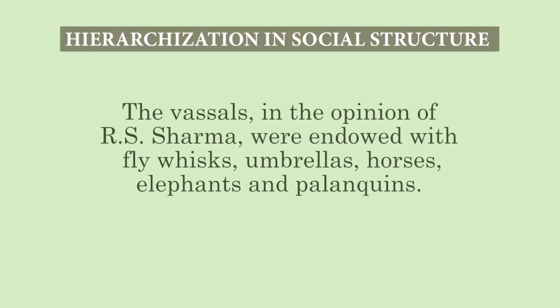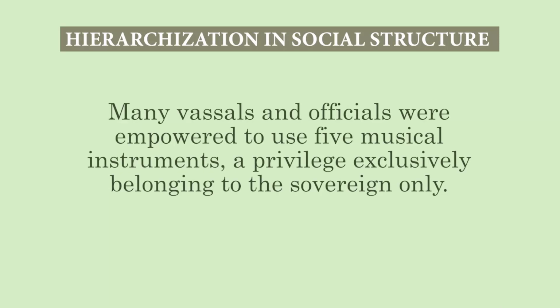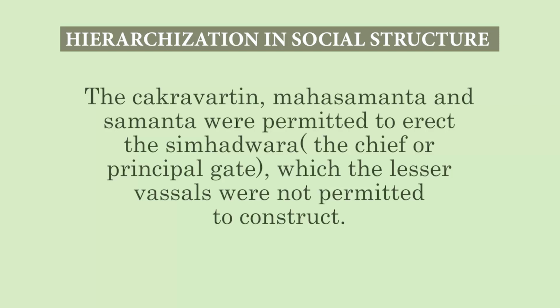The vassals, in the opinion of Professor R.S. Sharma, were endowed with different types of symbols like fly whisks, umbrellas, horses, elephants, palanquins, and so on. Some of the vassals and officials were empowered to use 5 kinds of musical instruments, a privilege exclusively belonging to the sovereign only. The Chakravartin, the Mahasamantas, and the Samantas could construct Singhodar or the principal gate in front of their house. But such a facility was not given to the lesser vassals.